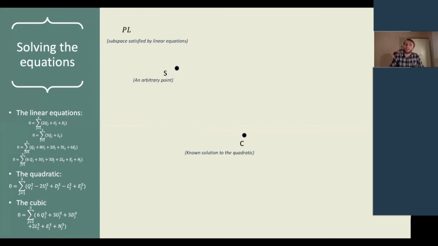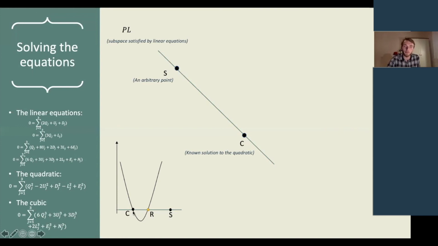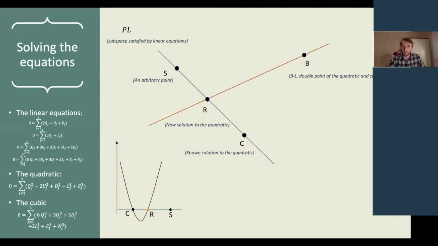We then take a point S. That's any point in this space PL, and it's going to form the parameters of our solution. So we're going to scan through all possible S. And we're going to draw the line, this greenish line, from C to S. If we project the quadratic down onto that line, we get something like this. And because it's quadratic, it must cross that line at C, but also at another point R. So R is a new solution to the quadratic. Let's call it that. We're then going to take the point baryon number minus lepton number, B minus L, and draw the line from B to R, this orange line here.